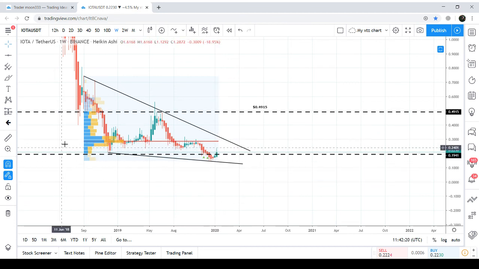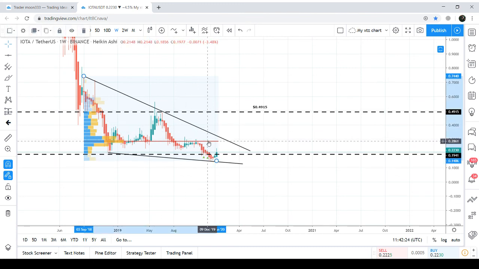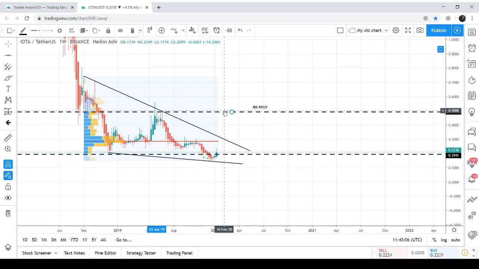Even the point of control, the POC of this volume profile, is at almost 28 cents. Whenever the point of control is above or below, it pulls the price action towards itself. So it is very easy for the price action to hit 28 cents, where we have the POC of this volume profile. And once the price action hits the POC, it will definitely provide more push for the price action to break out from this resistance level, and after that it can hit 49 cents, 49.15 cents. That is the key level resistance for our IOTA. If this resistance level is broken, then IOTA can have a very, very powerful bullish rally.